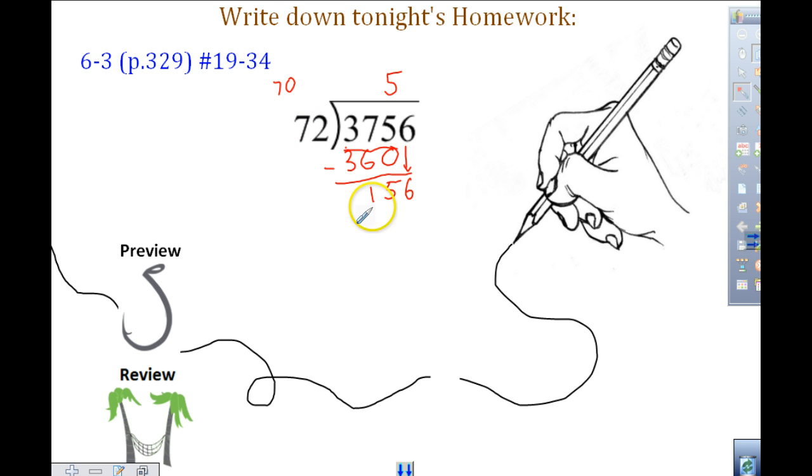So 72 into 156. Okay, so again, estimate with 70. 70 times 2 would be 140. So, yeah, 2 times 72 would be 144. Subtract those two. That'd be 6 plus 6 would be 12. And then we called this a remainder of 12, which is the same thing as saying there's 12 out of 72 left over. So that means 52 and 12 seventy-seconds times 72 is what will equal 3,756.